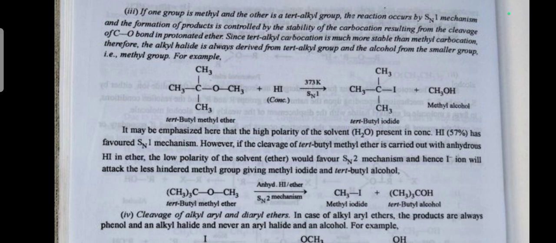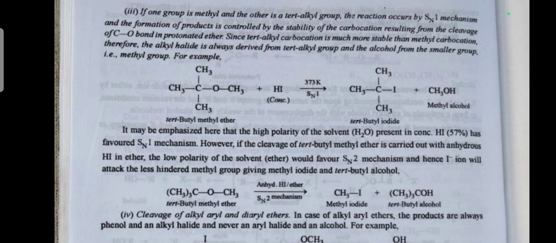It may be emphasized here that the higher polarity of the solvent H2O present in concentrated HI has favored the SN1 mechanism. However, if the cleavage of tert-butyl methyl ether is carried out with anhydrous HI in ether, the low polarity of the solvent would favor the SN2 mechanism and hence the I⁻ ion will attack the less hindered methyl group, and methyl iodide and tert-butyl alcohol will be formed.